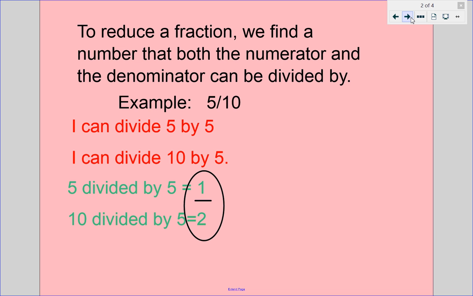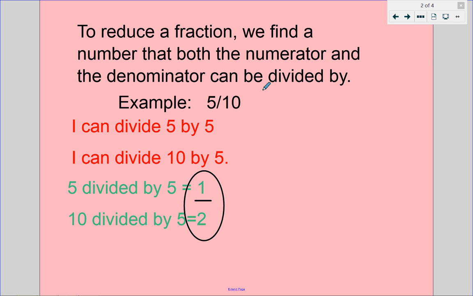So to reduce a fraction, we find a number that both the numerator and the denominator can be divided by. For example, if we have 5/10, I know I can divide 5 by 5, and I can divide 10 by 5. So when I divide 5 by 5, I get 1, and when I divide 10 by 5, I get 2. So to simplify my fraction, to reduce it to lowest terms, I have 5/10 equals 1/2.